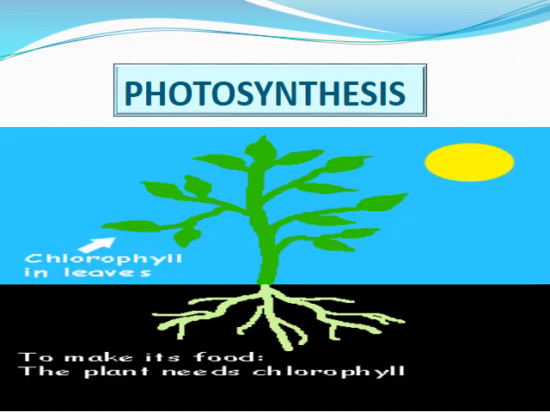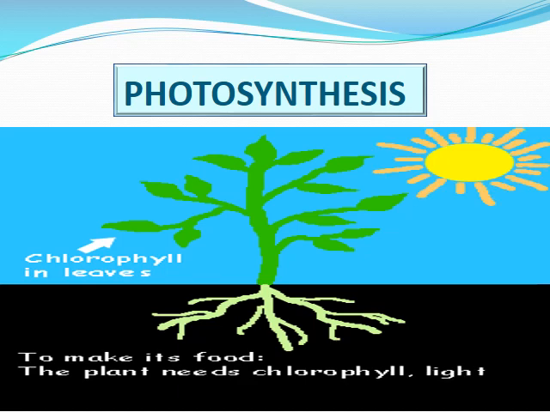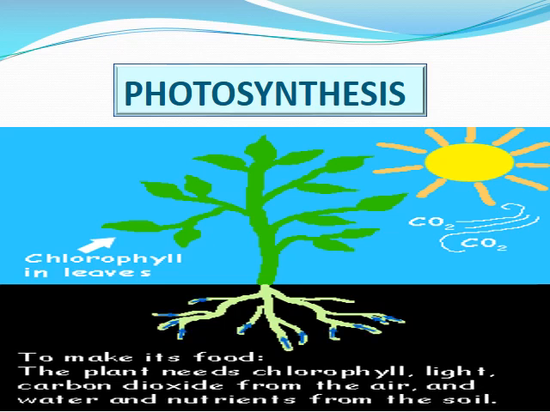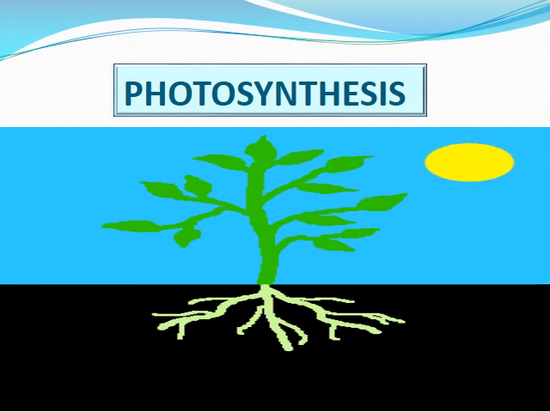What is photosynthesis? In the process of photosynthesis, the sun provides the energy to the plant, and carbon dioxide, which is present in the air, is directly absorbed by the plant leaves. And from the root the plant gets minerals and water. So in the presence of water, carbon dioxide gas, and sunlight, the plants make their own food, and that food is called sugar.